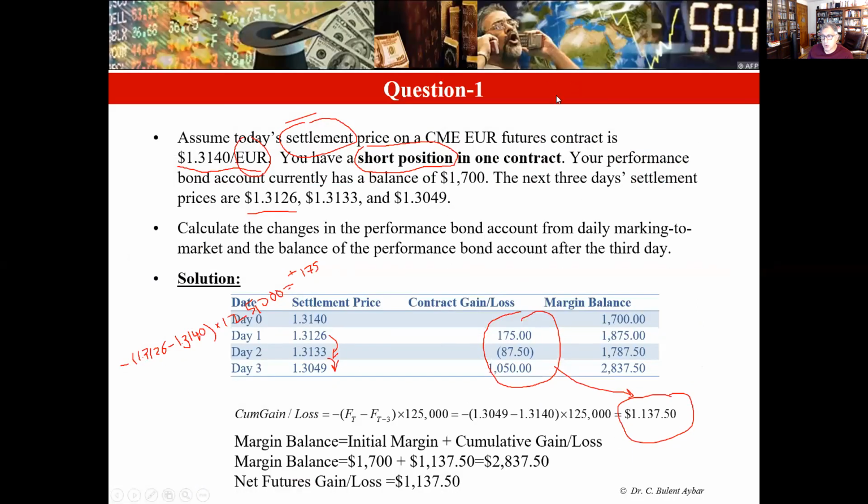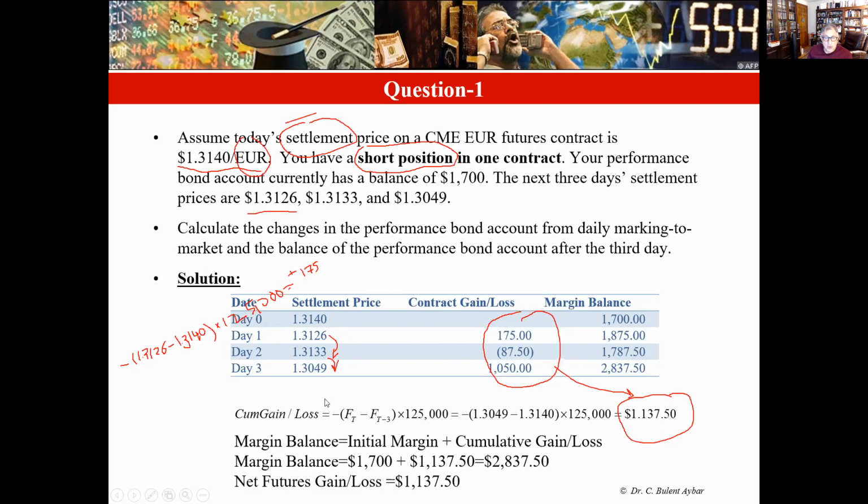So this concludes this problem. We answered the problem in here. There are a few important things that we need to pay attention to in here. Cumulative gain or loss for someone who has a short position can be calculated by using this formula in here: minus sign at the outside of the parenthesis, the last contract price minus the first contract price, which is the day zero price in here, times number of units in the contract. That gives us the cumulative gain.